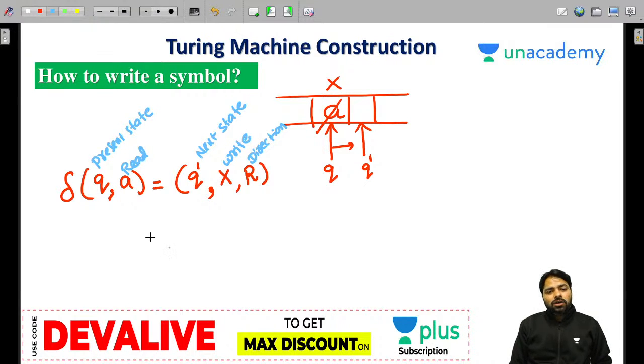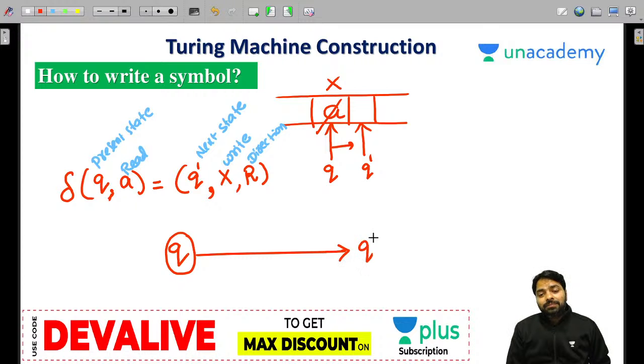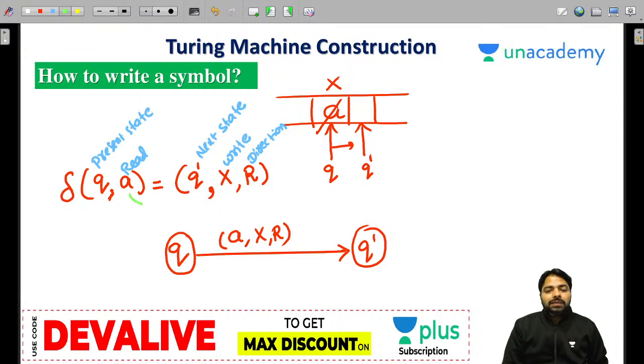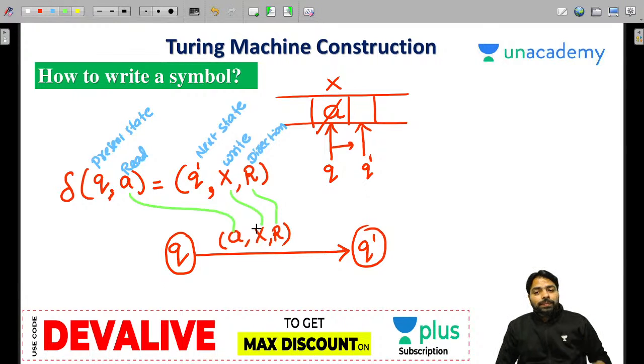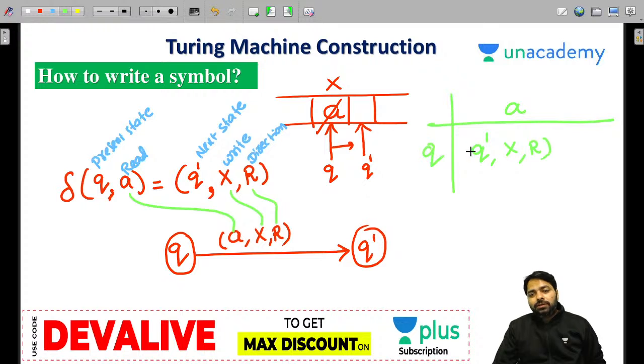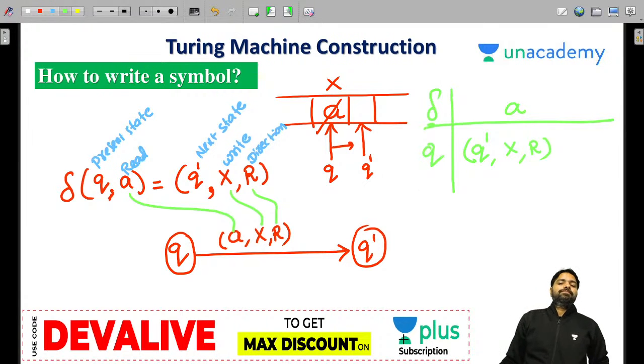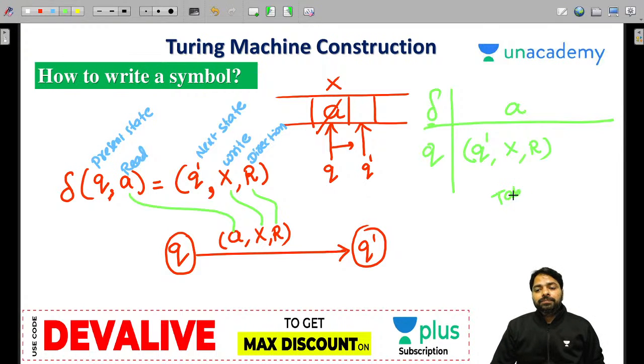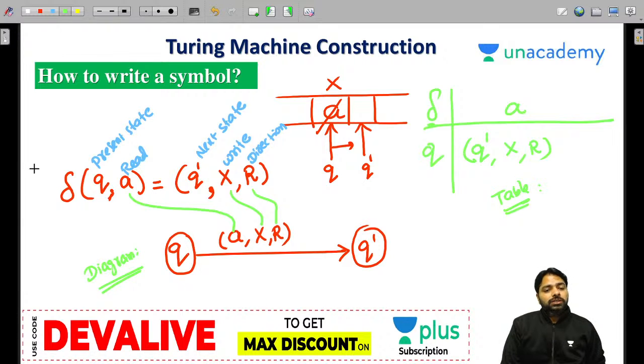Clear? And now I can draw a diagram. If you are representing a diagram, you should be very patient, because this is just like a program, guys. From Q you are moving to Q dash, and that A I replace with X and I move right. And always map properly: this is A here, this X is here, this R is here. Clear on this point? You need to understand how to represent it. You can even represent it as a table: when you are reading A in state Q, you go to Q dash, replace with X and take the right direction. This is a delta table. So this is the table representation, the diagram representation, and the mathematical representation. You can also use the function as a mathematical representation.